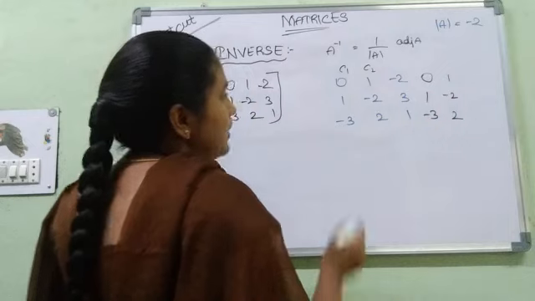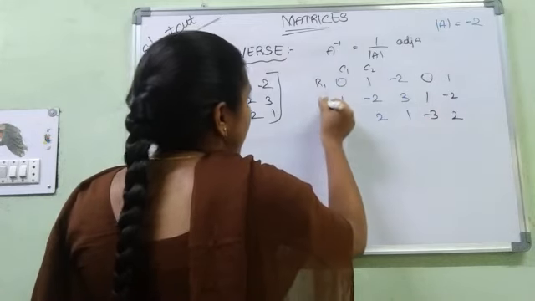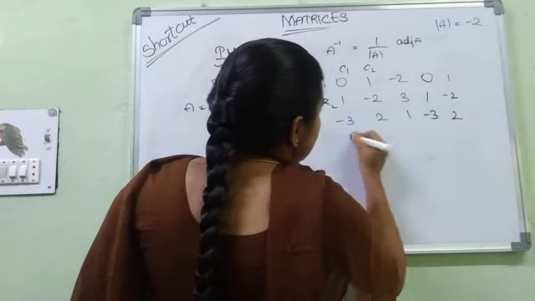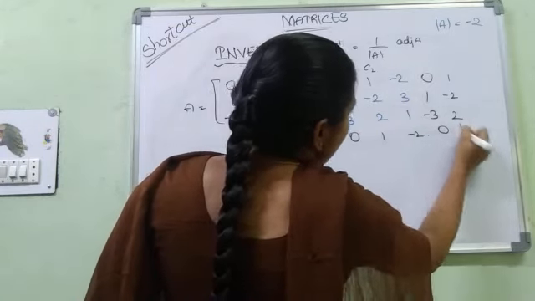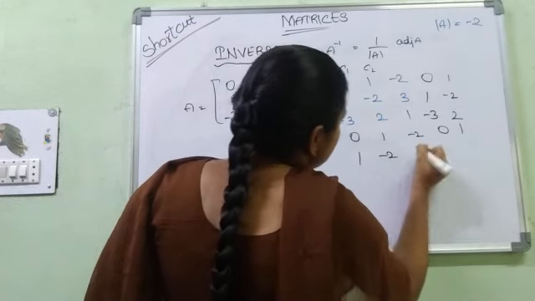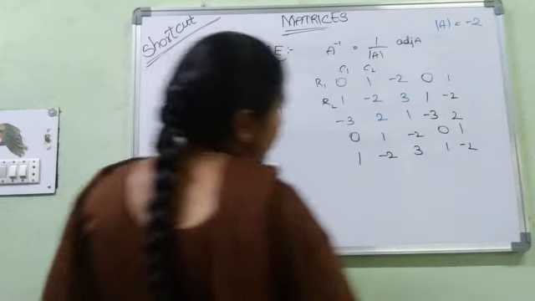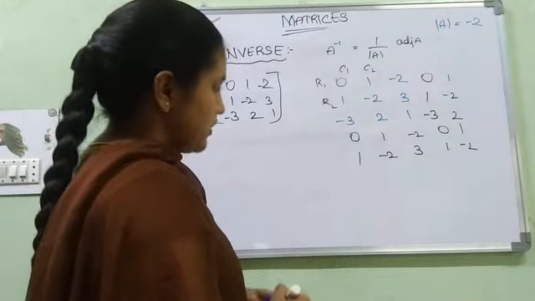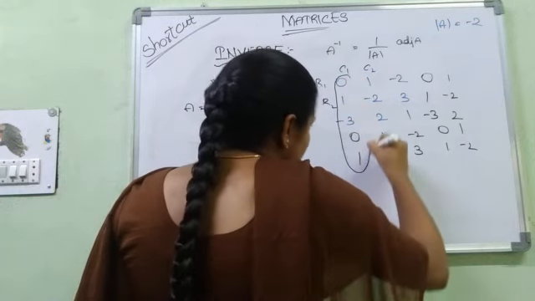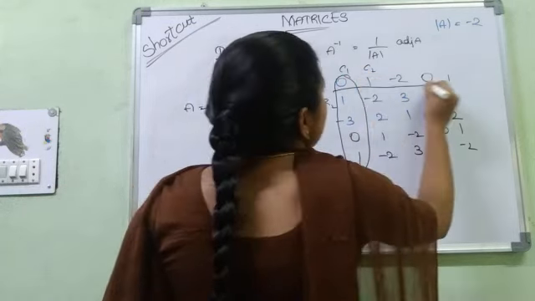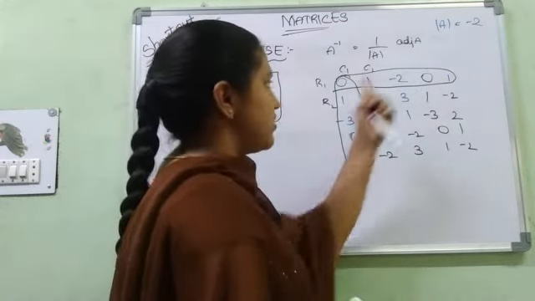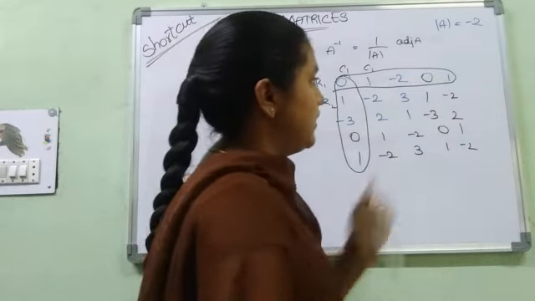Okay? And now just write row 1 and row 2 down. 0, 1, minus 2, 0, 1. And then 1, minus 2, 3, 1, minus 2. Okay? This will be. So now just delete this row of 0 and column. Just delete this first row and the first column. Then you'll get this. Okay?